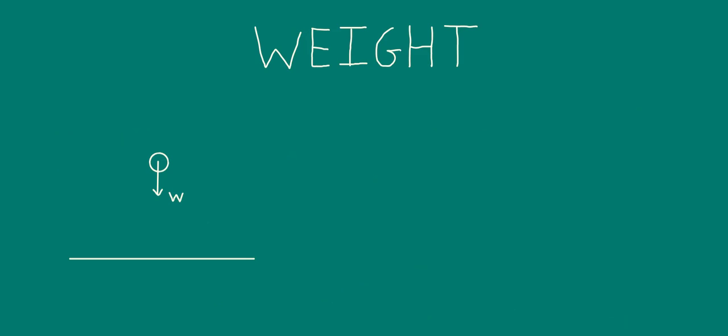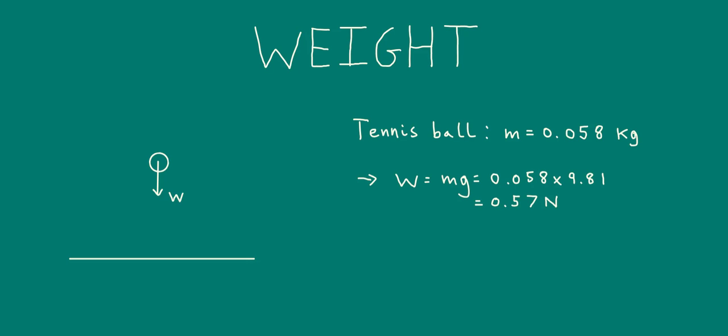For example, for a tennis ball in midair, we would show the weight of the tennis ball as drawn in the diagram. Note that we label the weight of an object with the letter W. The weight acts downwards because the Earth exerts a gravitational pull on the ball towards the Earth. To calculate the weight of the tennis ball, we of course need to know its mass. A tennis ball, at least those used in professional competitions, has a mass of roughly 0.058 kilograms. And so to work out the weight of such a tennis ball, we simply take that mass and multiply by the gravitational field strength on the Earth, 9.81 newtons per kilogram, to get a weight of 0.57 newtons.